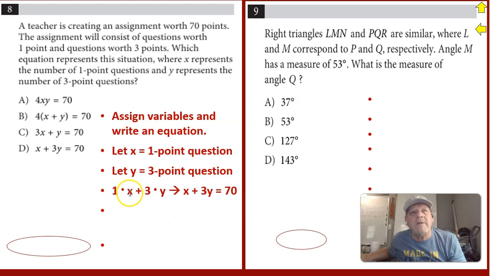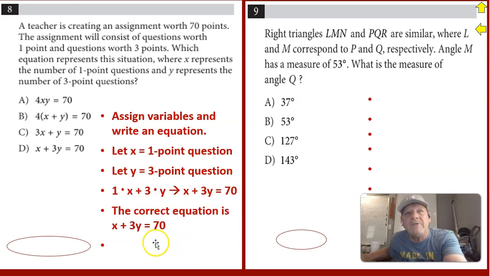So I've got 1 times X plus 3 times Y, and that will give me the equation that 1 times X is X. Your 3 times your Y will be 3Y, and when I add those together, you will have the total points of 70.